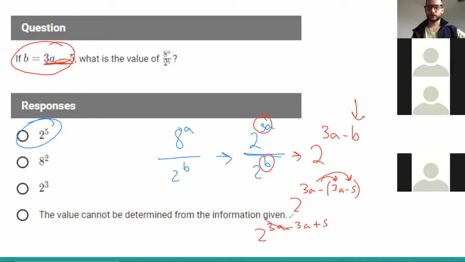So the 3a's will cancel. You'll just be left with 2 to the 5, which is why that answer is correct. All right, so our answer here is 2 to the 5. Some of you put the value cannot be determined. It can, and it's 2 to the 5. So make sure you write that down.